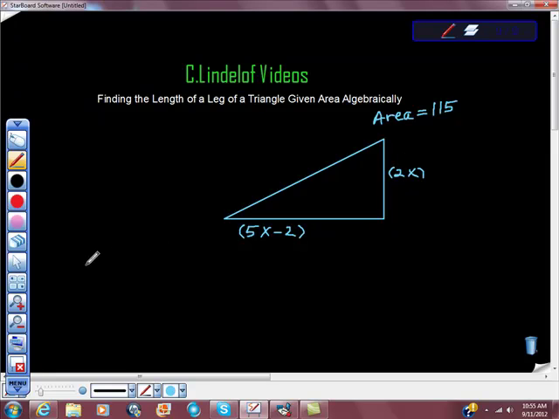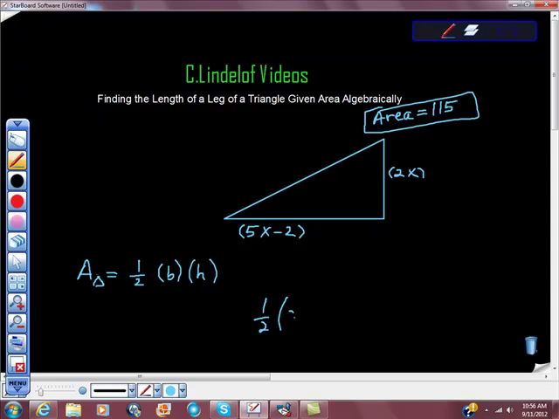So remember that the area of a triangle is equal to 1/2 base times height. So I'm going to use that information. They're given here that the area is 115. So we're going to say that the area is 1/2 times 2x times 5x minus 2. So this is the area of a triangle, but we know that the area of our triangle is 115, isn't it?